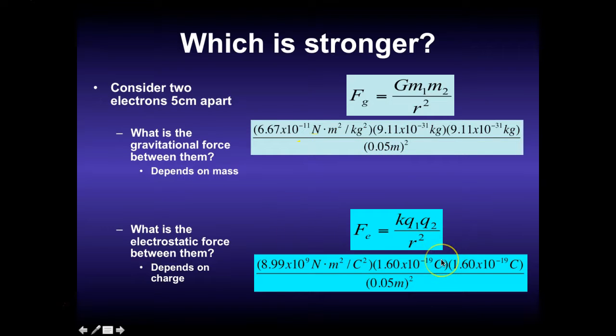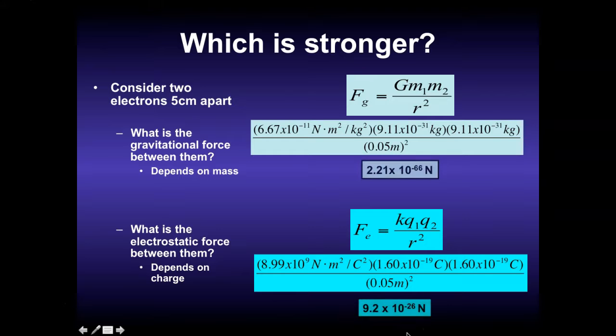Then come down and do the electric force. 8.99 times 10 to the 9th, again, a number you don't need to memorize. That's on the MCAS sheet. 1.6 times 10 to the negative 19th coulombs. If you remember, that's the charge of 1 electron. And if I'm doing an electron separated by 5 centimeters, or 0.05 meters, it would be an electron divided by the distance squared. So we've done these calculations before.